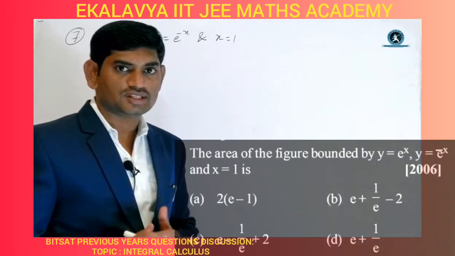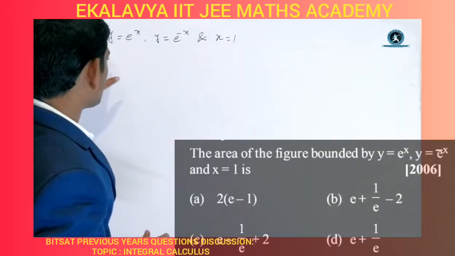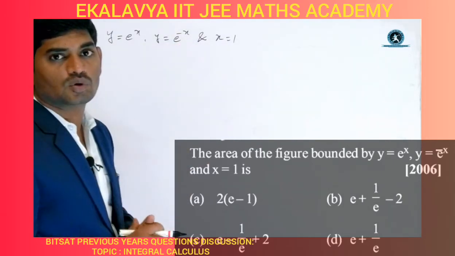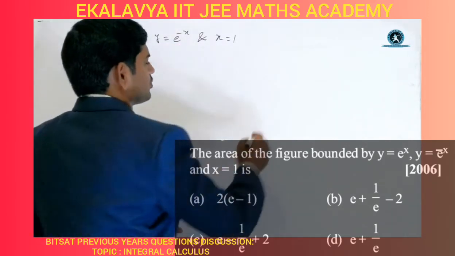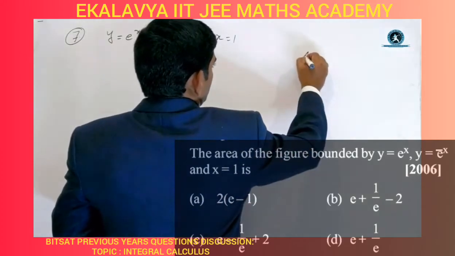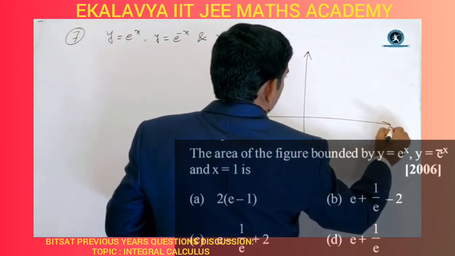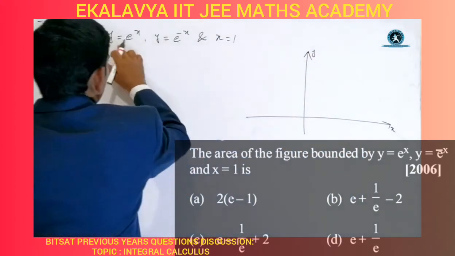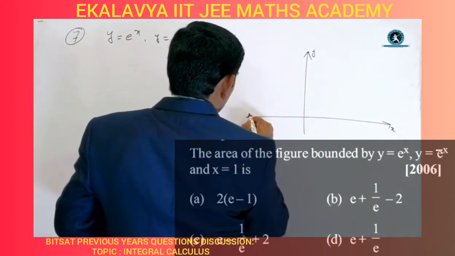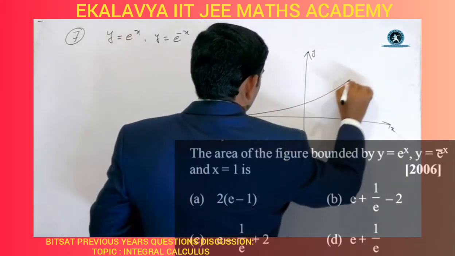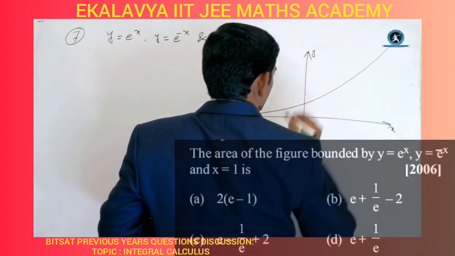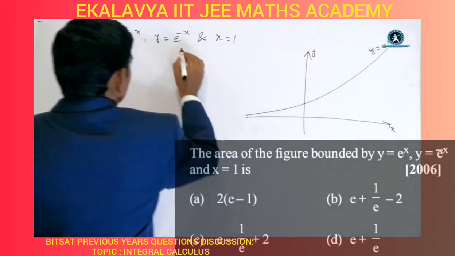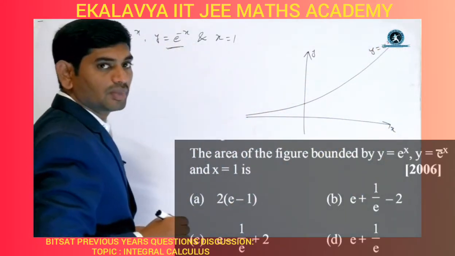The area of the region bounded by the curves y is equal to e power x and y is equal to e power minus x and x is equal to 1 is dash. So I am using the graph here to solve this type of problem. X axis, y axis, and y is equal to e power x. So how can we get the graph of y equal to e power x now? So y equal to e power x looks like this. Then y is equal to e power minus x.